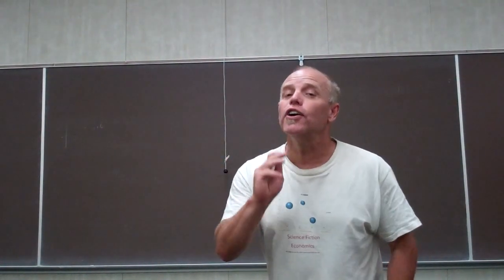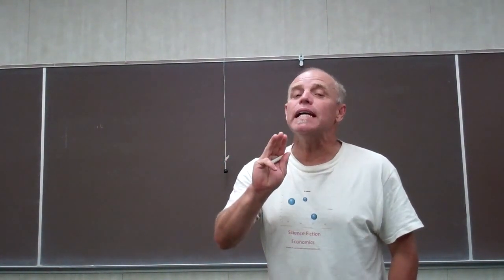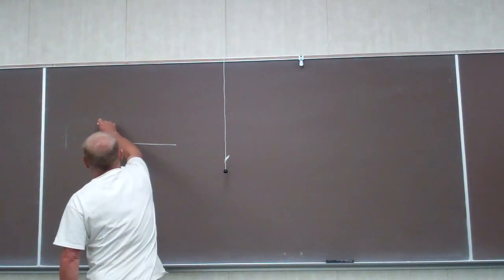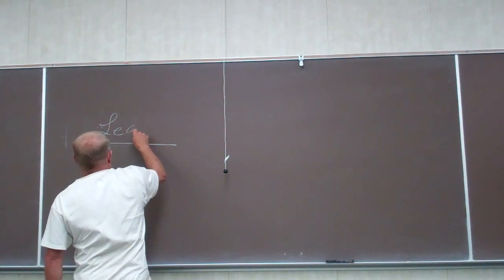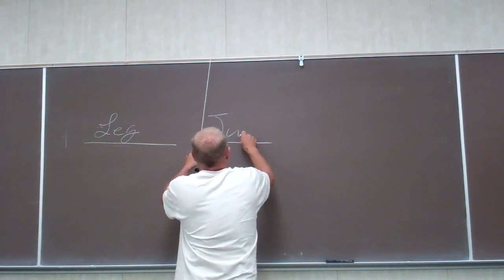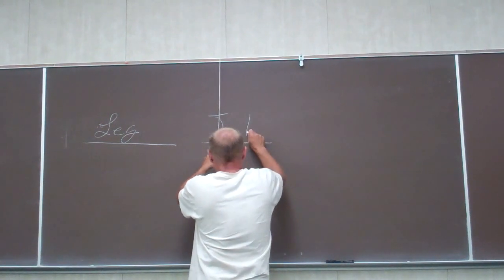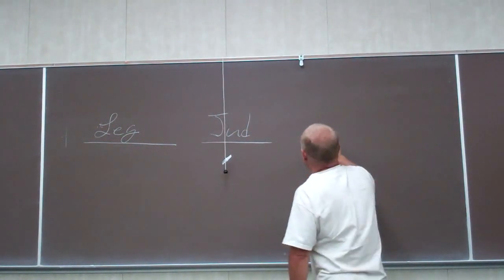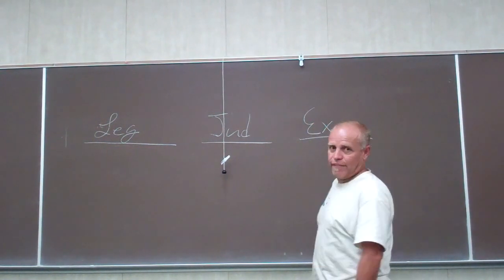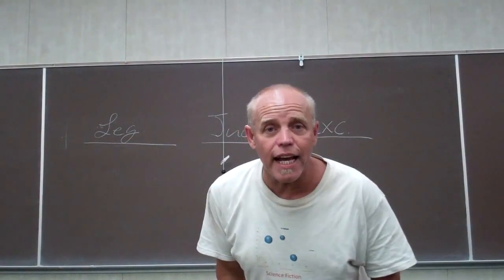Okay, first class, we have 3 branches of government. 1, legislative. 2, judicial. 3, executive. Okay, kids, what's the executive branch?